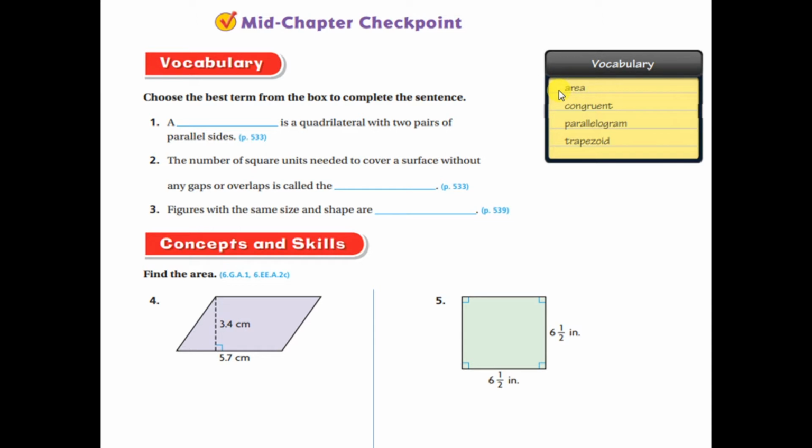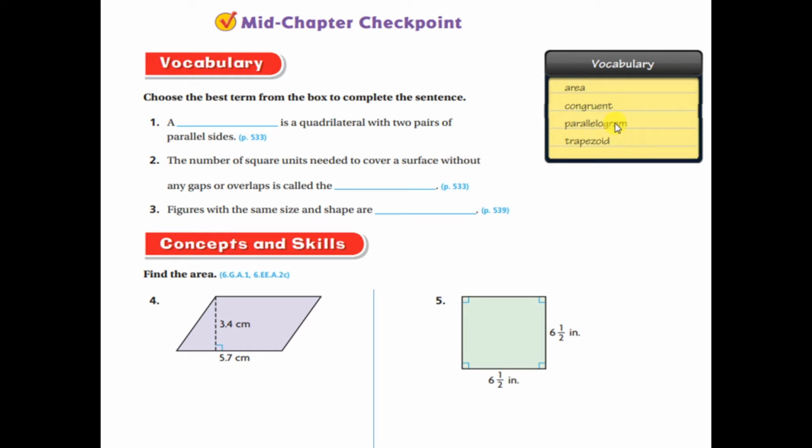If you remember, area means how many square units covering the whole shape or any whole figure. The second word is congruent, and congruent means identical or alike, similar in size, sides or shape. Parallelogram. Parallelogram is a quadrilateral shape.